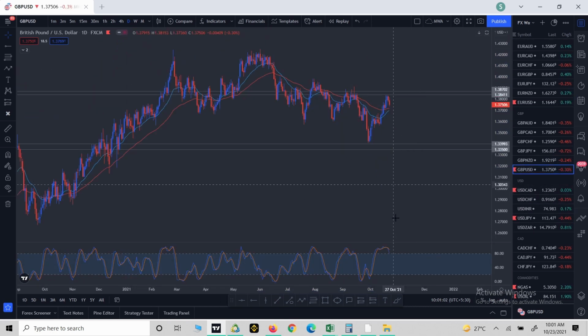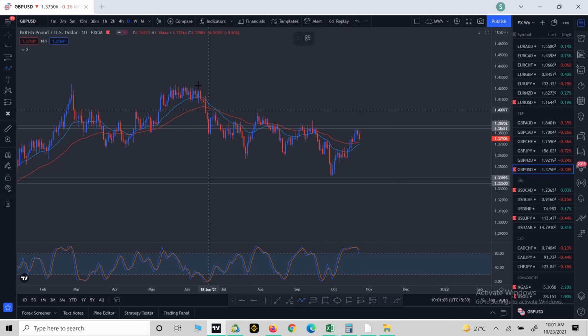On GBPUSD, as we can see, starting from here, we have the low, lower high, lower low, lower high, same low, lower high, then we have a lower low. So now the price has pulled back to the previous resistance, or the lower high of this downtrend, and as we can see, there is already some kind of rejection.